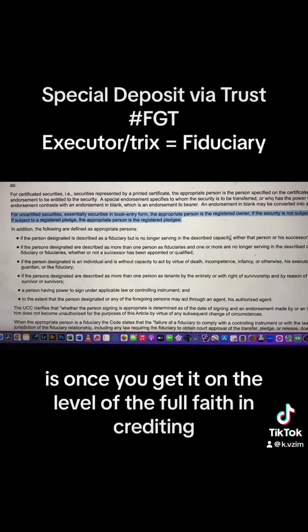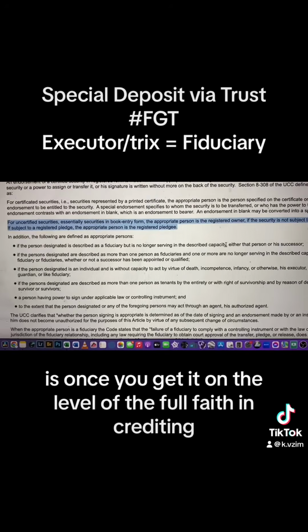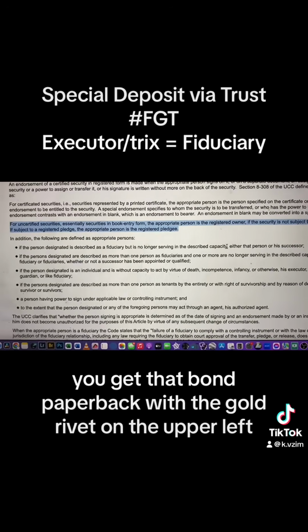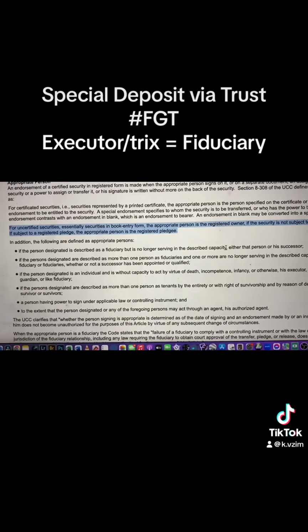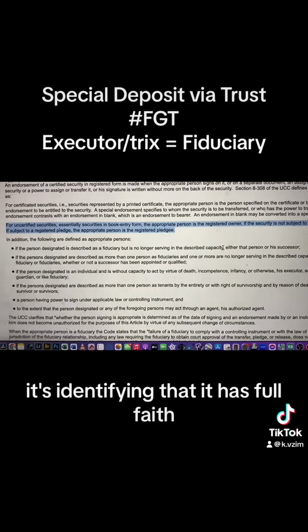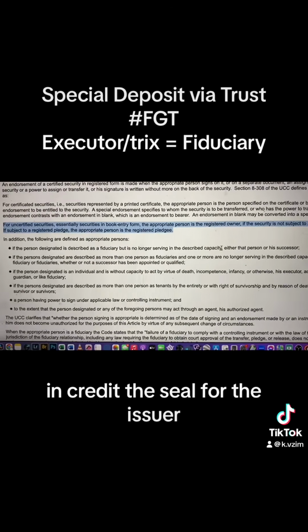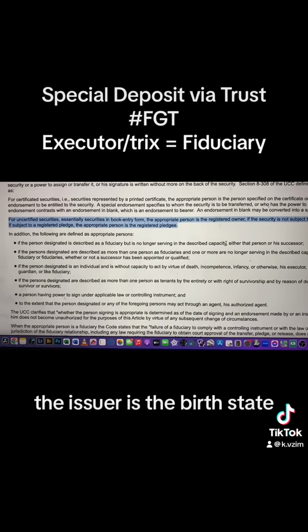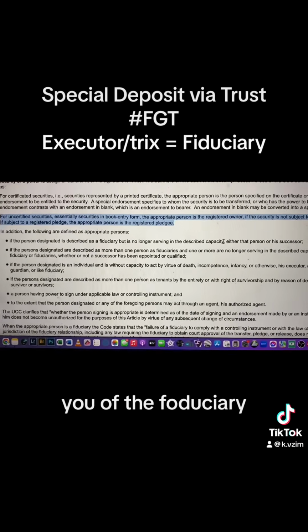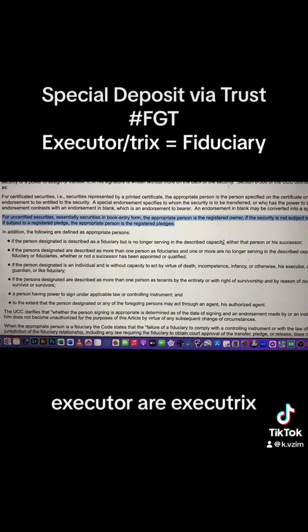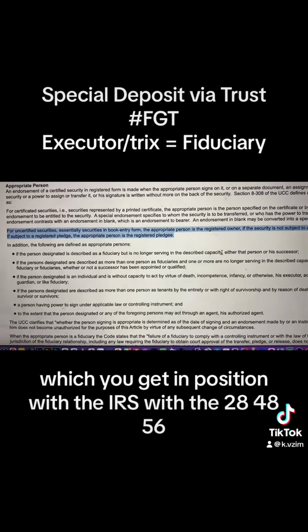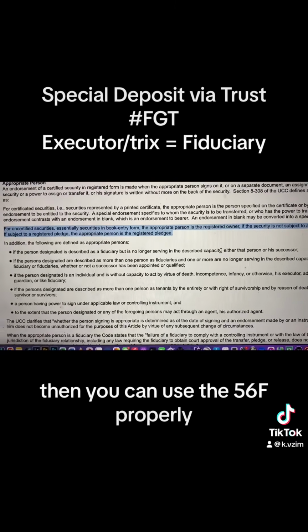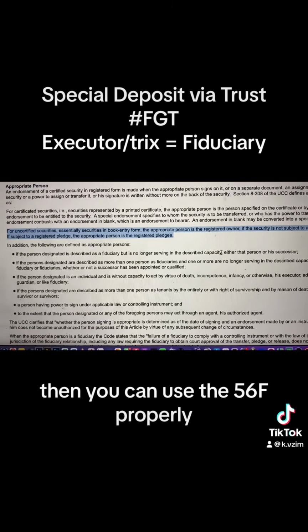What I'm saying is once you get it on the level of the full faith and credit, and you get that bond paper back with the gold rivet on the upper left, it's identifying that it has full faith and credit, the seal for the issuer. The issuer is the birth state. You are the fiduciary, the executor or executrix. Once you get in position with the IRS, with the 2848, 56, then you can use the 56F properly.